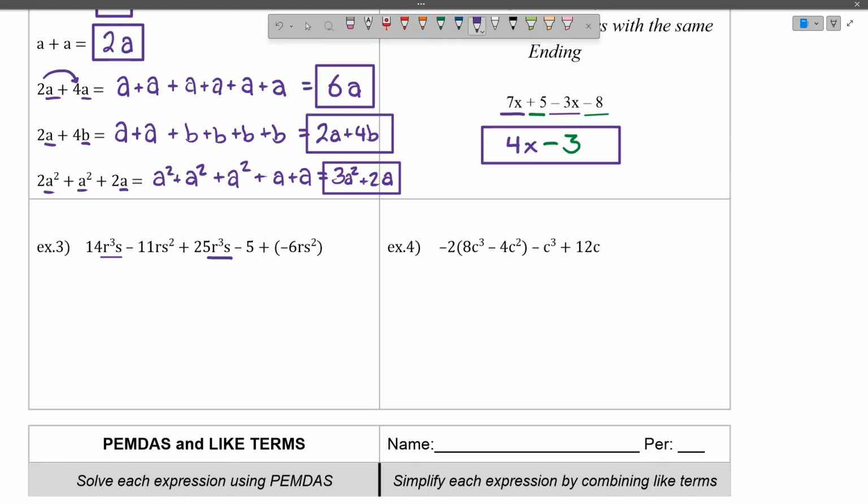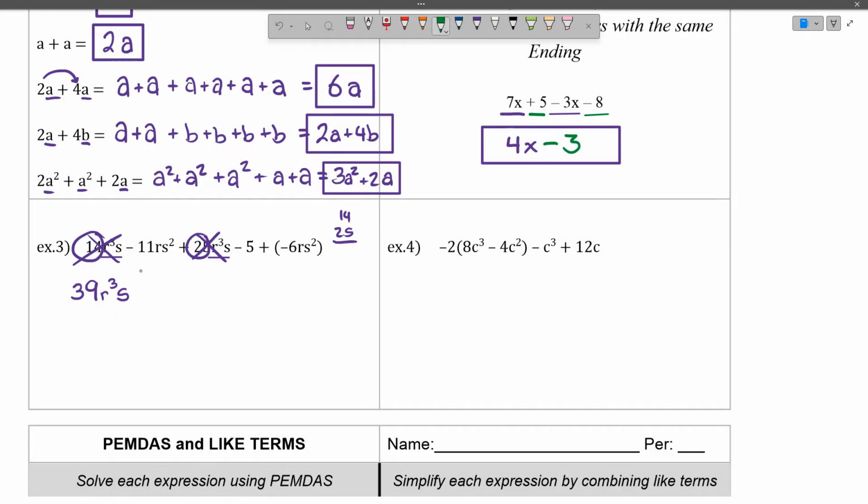Right here, r cubed s. So I'm going to take these 2 numbers and add them together: 14 plus 25. If I don't have a calculator, that's okay, because we can just add them together. 5 plus 4 is 9, and 1 plus 2 is 3. So 39, and then I keep the endings the same, r cubed s. All right, and I can cross them off because they're no longer needed.